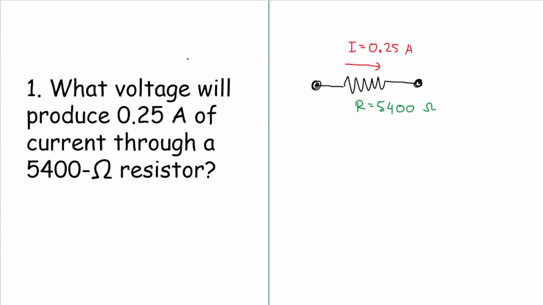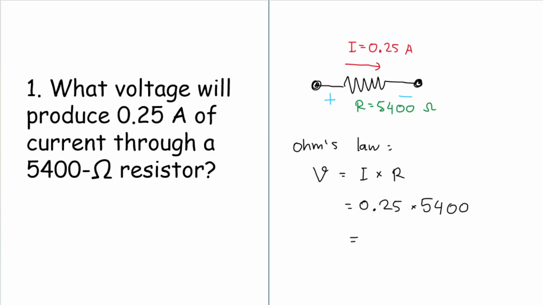Maybe let's use another color here. So we need to find out the potential difference between this one and this one, right? So we can just use Ohm's law, because we know the current and also we know the resistance. So the voltage is equal to the current times the resistance, and the current is 0.25, and then the resistance is 5400.